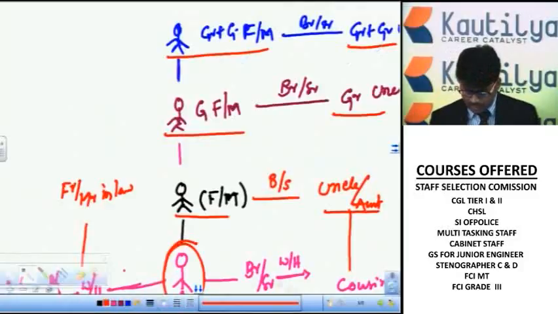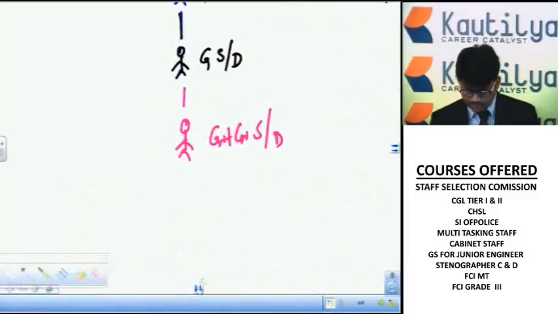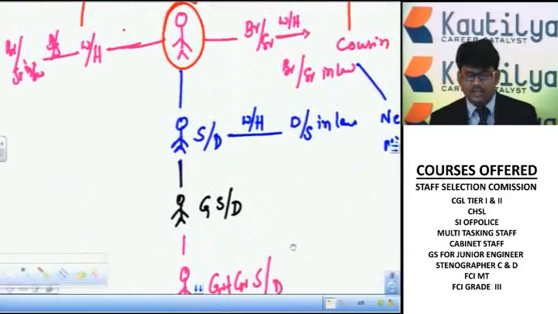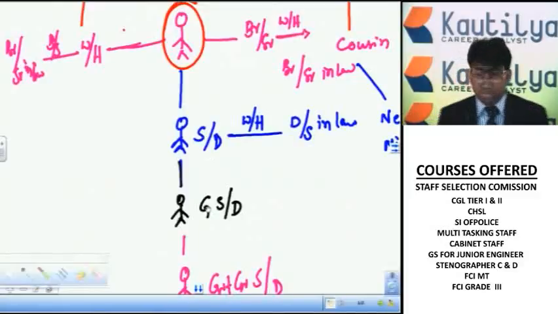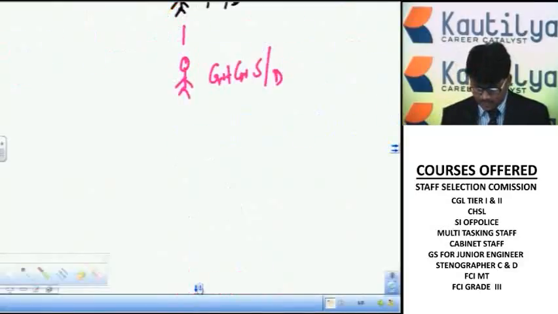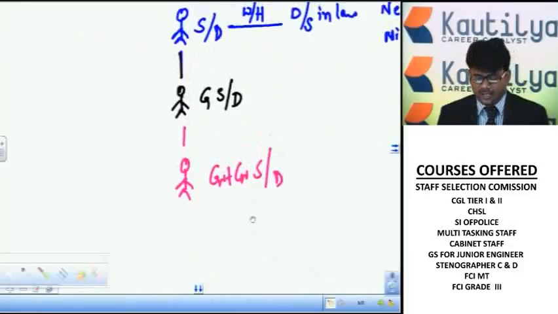Next, if you move in the downward direction, the person's child is called son or daughter. That son or daughter's wife or husband is called daughter-in-law or son-in-law. Then, in the downward direction, that person's son or daughter is called grandson or granddaughter. Followed by the downward direction, the child of that person is called great grandson and great granddaughter. This is the blood relation strategy.